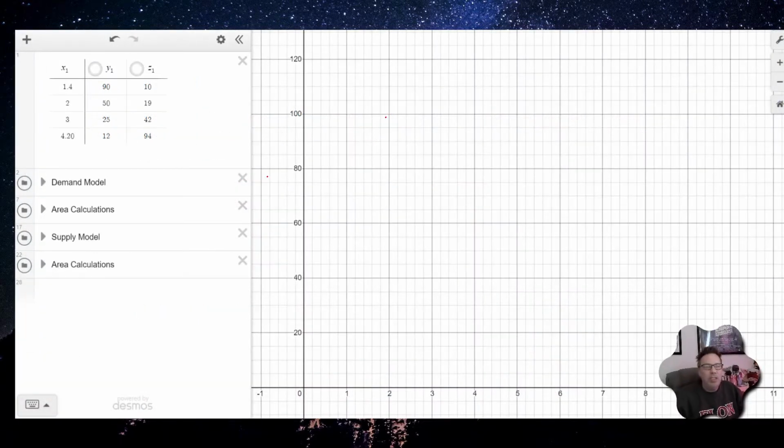So I do that, and I have three columns. I am going to call them X1, Y1, and Z1. X1 is the selling price, Y1 is the demand, and Z1 is the supply. We're going to treat Y1 and Z1 completely independently of each other. It's just easier to write them into one table here.